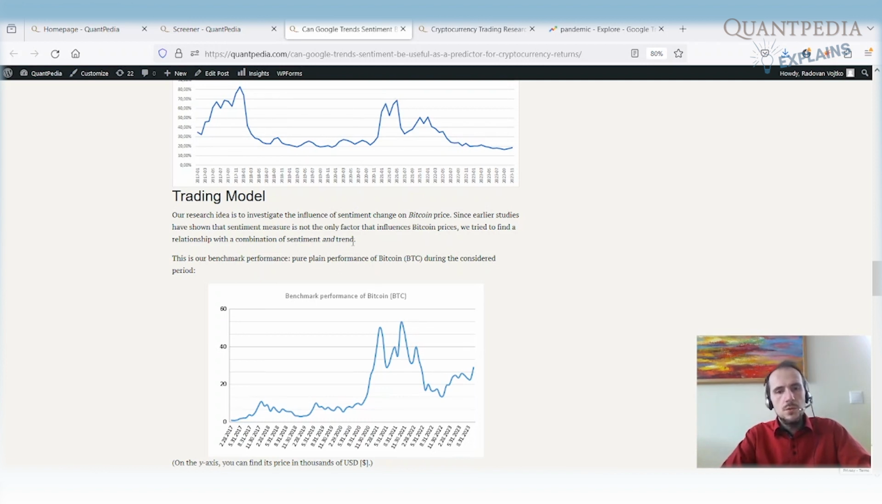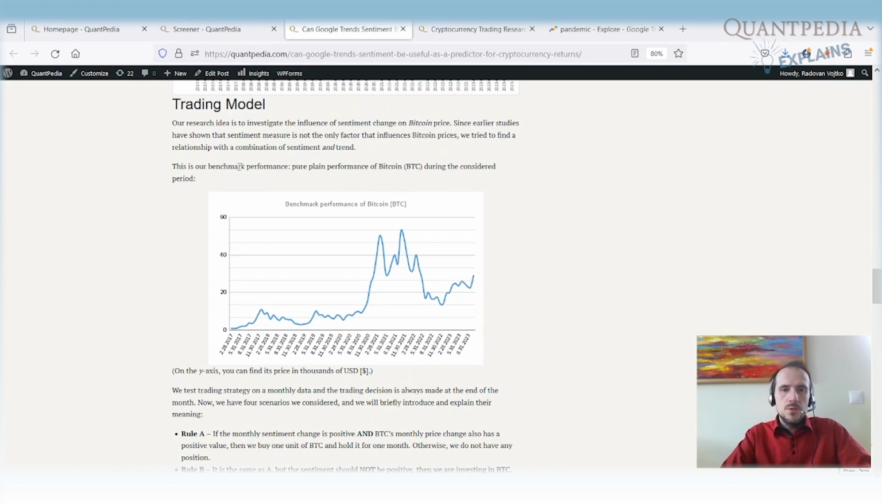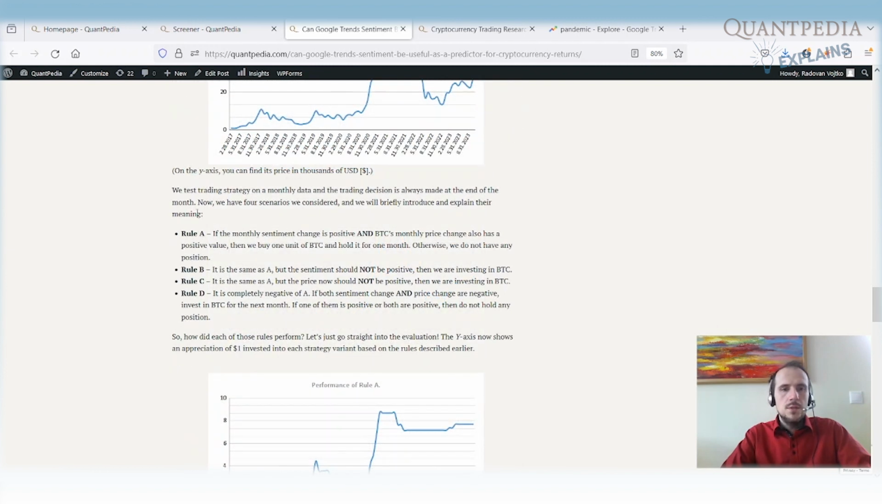We need to use also the past performance or the past price. So this is our benchmark performance. This is the pure plain performance of the Bitcoin during the period over which we did the backtest, from 2017 until 2023. Then we tested the trading strategy on monthly data, and the trading decision is always made at the end of the month. We are building the strategy that will make a decision whether to buy or not to buy the Bitcoin for the following month.